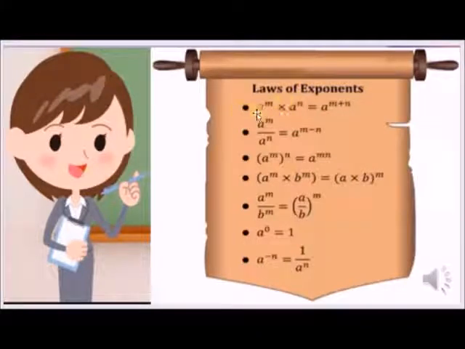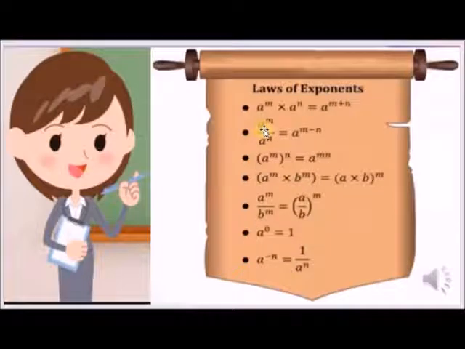So our first law is a raised to the power m multiply a raised to the power n is equals to a raised to the power m plus n. In this, what we are saying is, if we are having the same base and different powers and the terms are in multiplication, then with the same base we will add the powers.